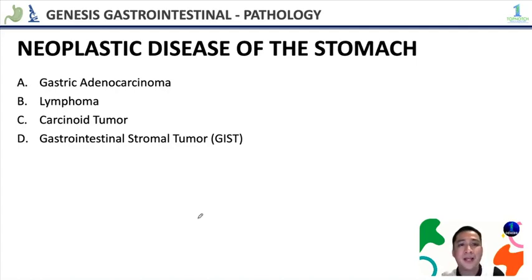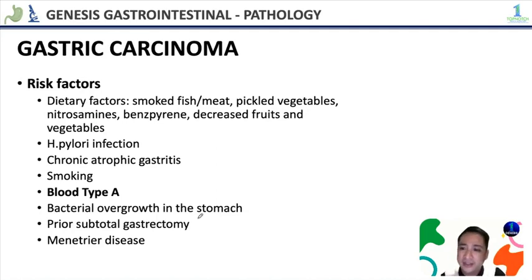Next, we have to discuss the neoplastic diseases of the stomach. We have your gastric carcinoma. So gastric carcinoma, risk factors involve dietary, smoked fish, mahilig ka ba kumain ng mga tinapa, mga barbecue, pickled vegetables, nitrosamines, benzpyrene, decreased fruits and vegetables. Another, nandiyan na naman, H. pylori, sinabi na natin kanina, chronic gastritis, blood type A. O kanina, ulceration, blood type O. Ngayon naman, gastric carcinoma associated epidemiology to blood type A.